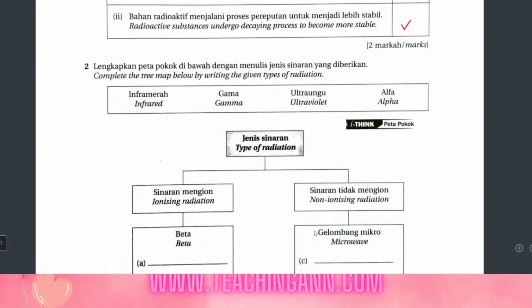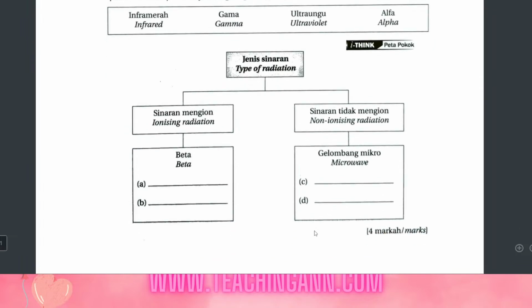Okay, one wrong, like ionizing radiation and non-ionizing radiation. Which one? Beta, alpha, and gamma. Okay, the rest goes to non-ionizing.